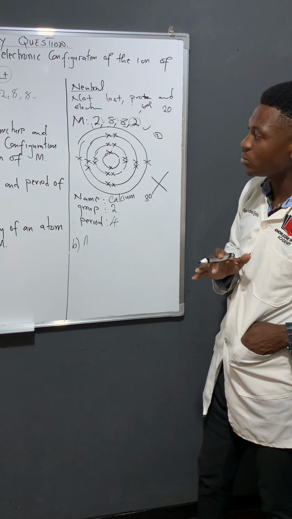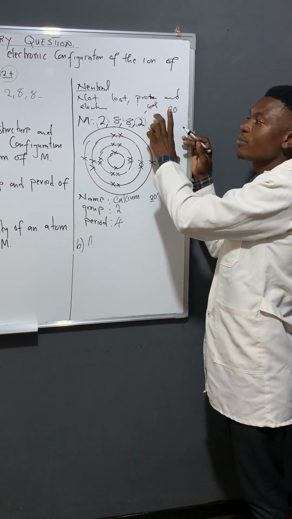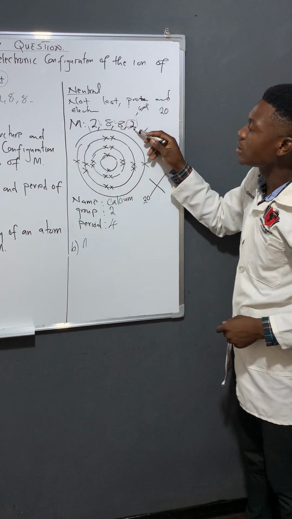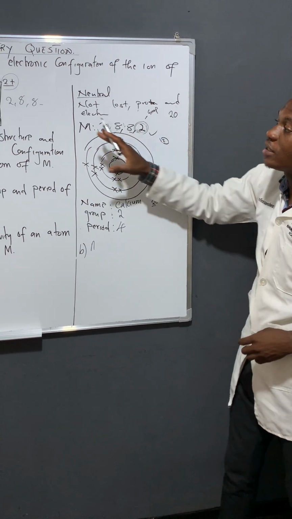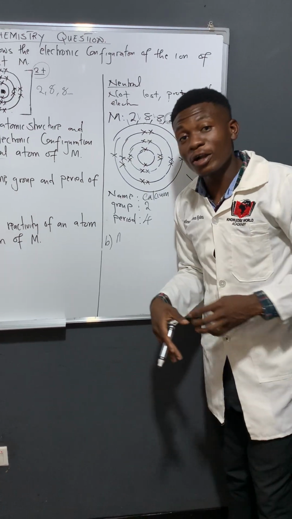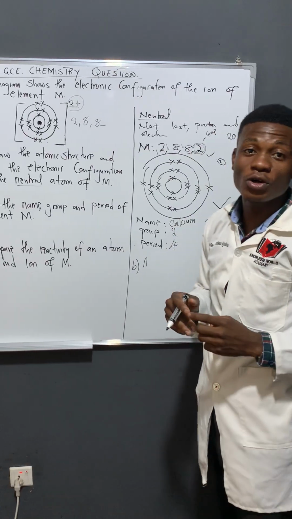So for the reactivity, you say the atom can react more because it is unstable. It has room for reaction. It can react because it has not lost. While the ion cannot react because it is now stable. All right, distinction students, this was question 3 of 2024 chemistry.